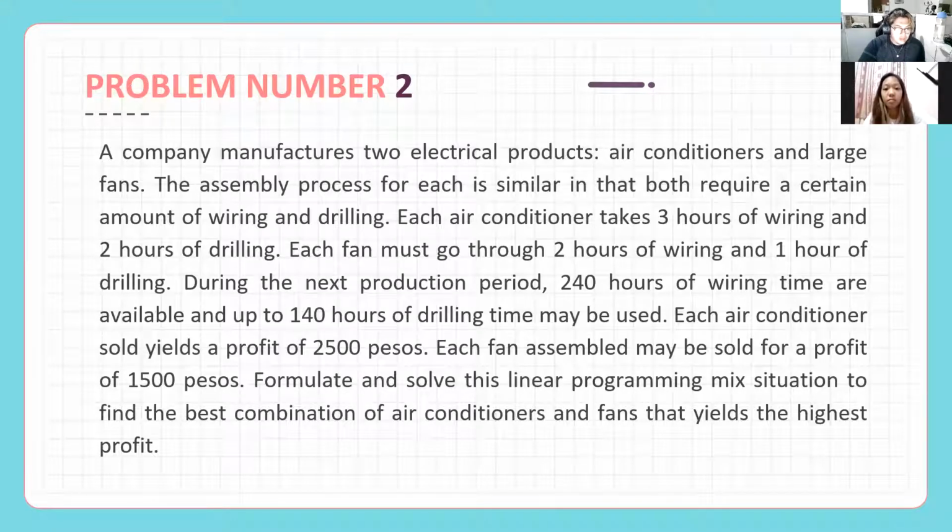Each air conditioner sold yields a profit of 2,500 pesos. Each fan assembled may be sold for a profit of 1,500 pesos. Formulate and solve this linear programming mix situation to find the best combination of air conditioners and fans that yields the highest profit.